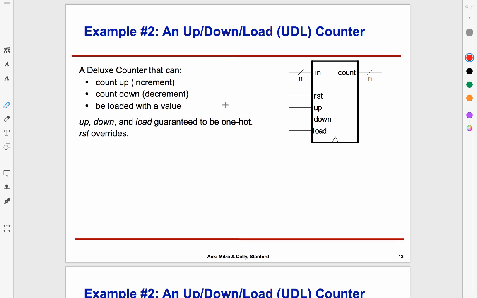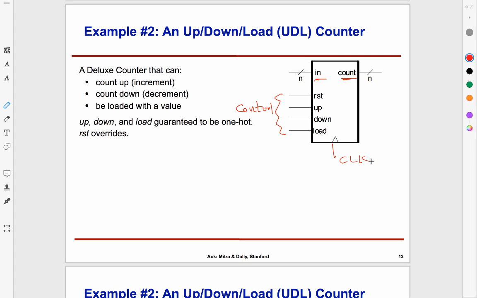The idea is that I'll have some sort of control signal, and depending upon what that control signal says, the counter on a clock tick will either count up or count down or look at some input and load a new value into it. In particular, this counter has a count signal which is n bits. It has an input signal which is n bits. And then it has a reset signal, and the signals called up, down, and load. These are 1-bit signals, so these are control signals. And of course, we have clock.